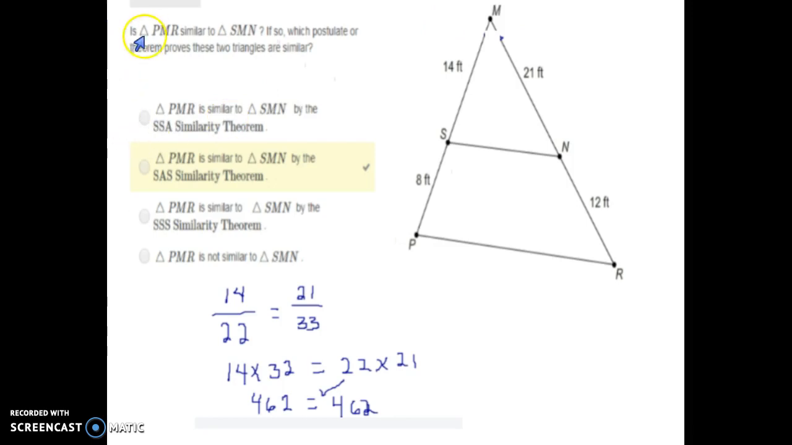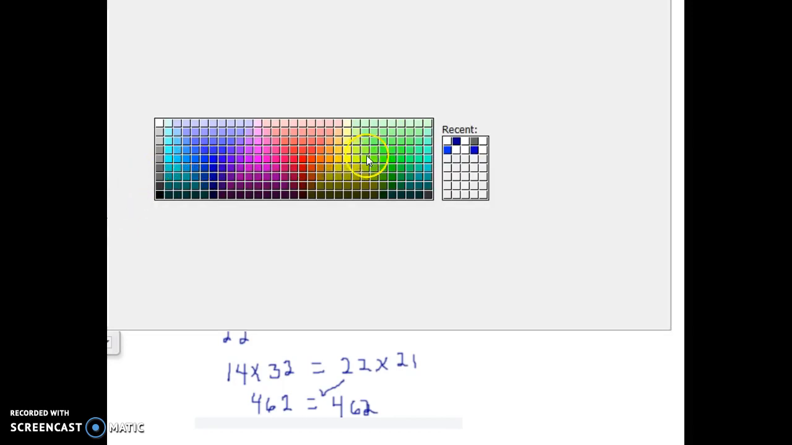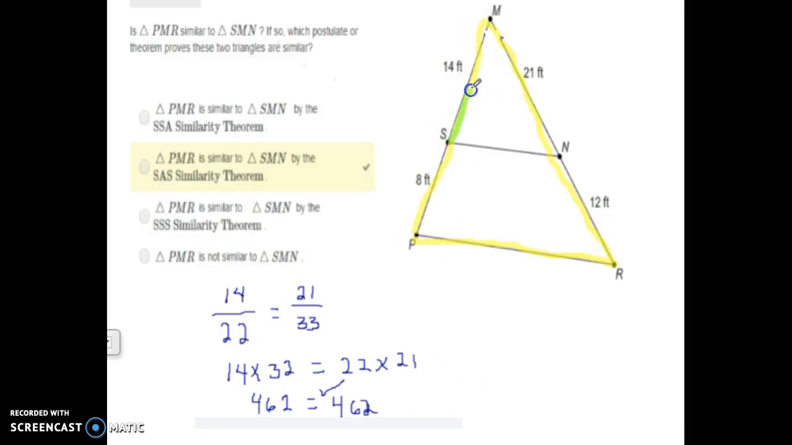The last one says is PMR similar to SMN? So if we take a look at PMR, that's this large triangle here. SMN is this triangle. And so if so, which postulate? So they have given us information about the sides, and they haven't given us any information about the angles, but we can see that they both share angle M, right? Because angle M is here and here. So we know by the reflexive property, M is equal to itself.